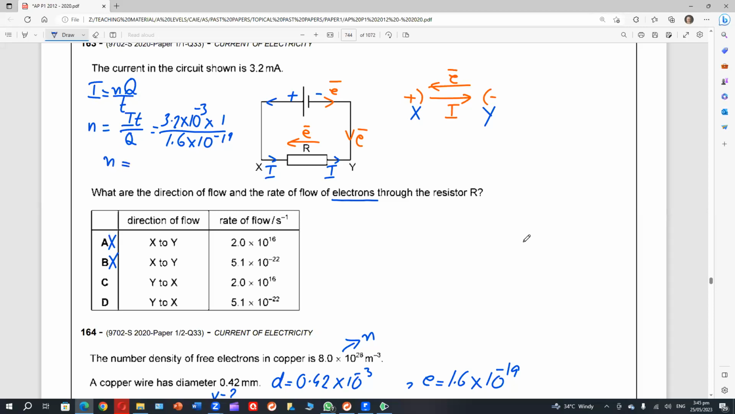Now try that. It is coming as 2.3 × 10 power 16.